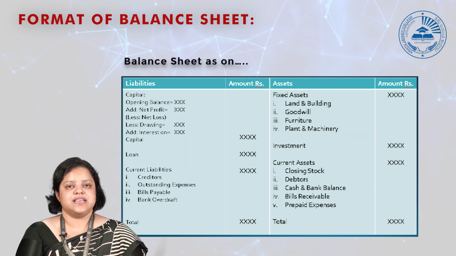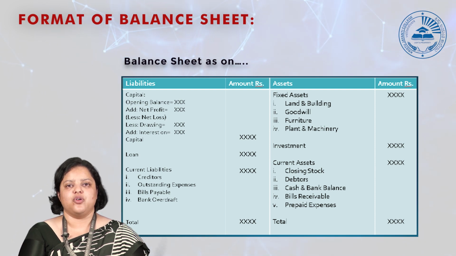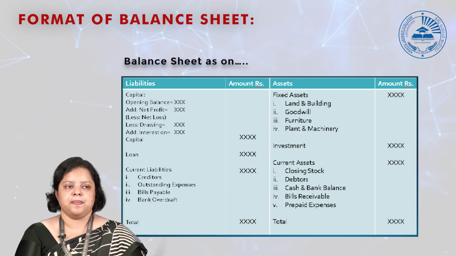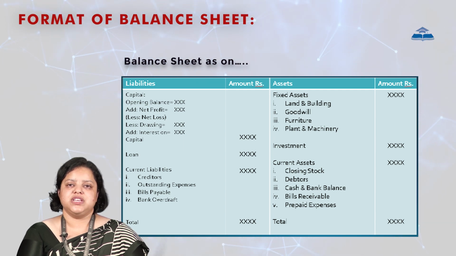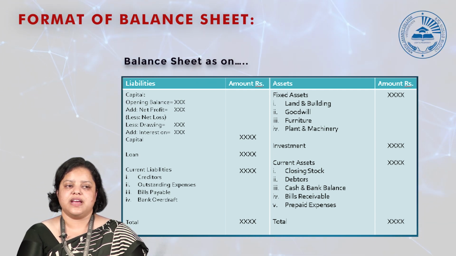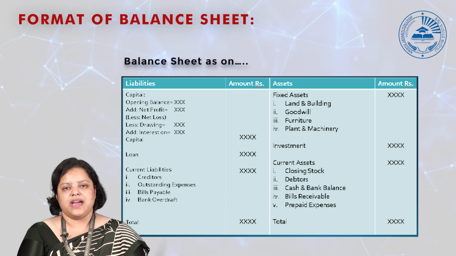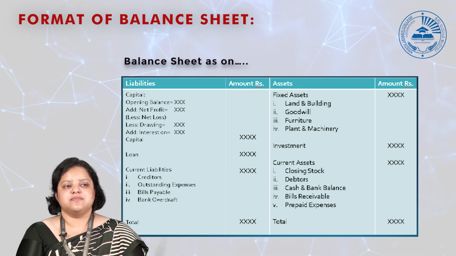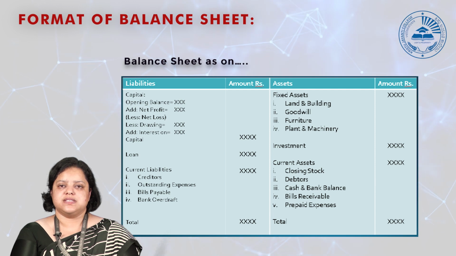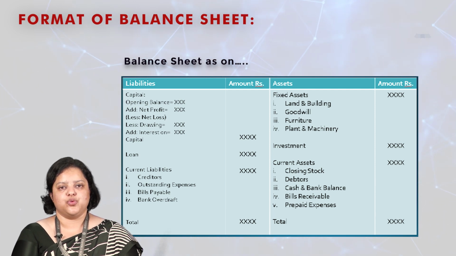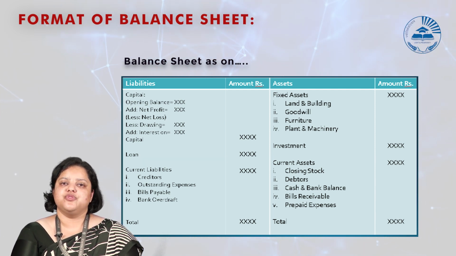Along with that, next heading is loan. Any short term or long term loan we need to record here. Third heading is current liabilities. Under current liabilities we can record the creditors, outstanding expenses, any bank overdraft. So these are the items coming under current liabilities. After recording all these items we need to make the total, and then we move to the asset side.